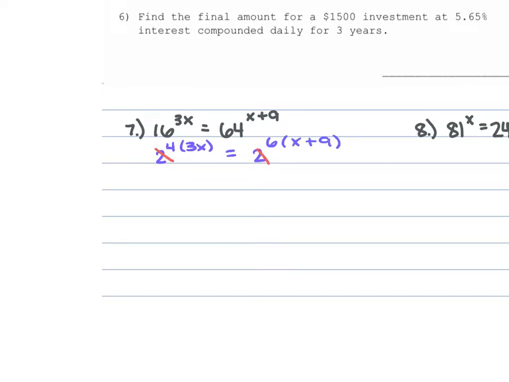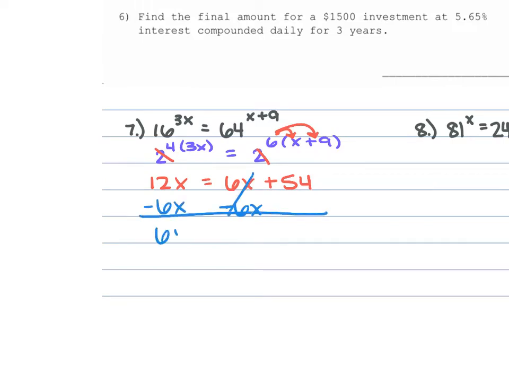So my 2's are going to cancel. So I'm going to work with 4 times 3x, which is 12x, is equal to the 6 times x plus 9, which gives us 6x plus 54. I'm going to move that 6 over by subtracting it from each side. So I'm going to have 6x is equal to 54. Then I'm going to divide each side by the 6, and I get that x is 9.